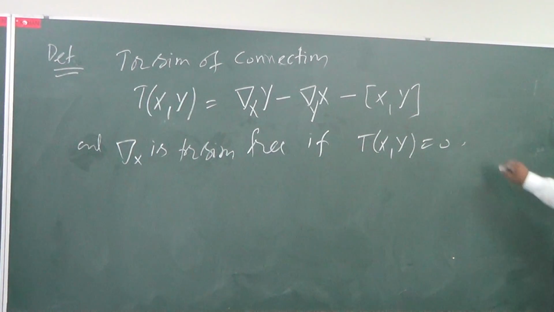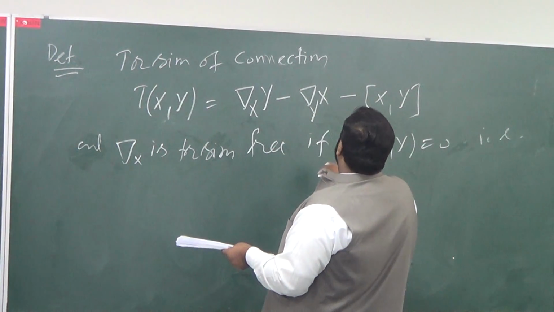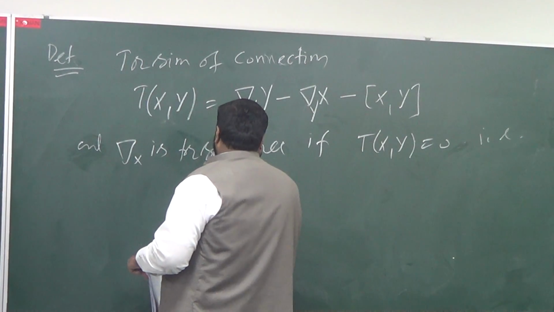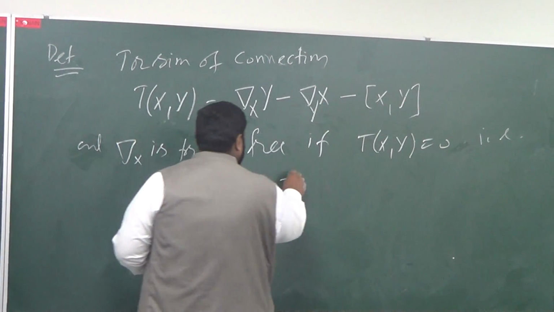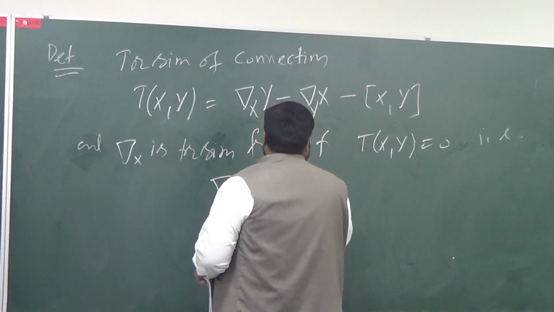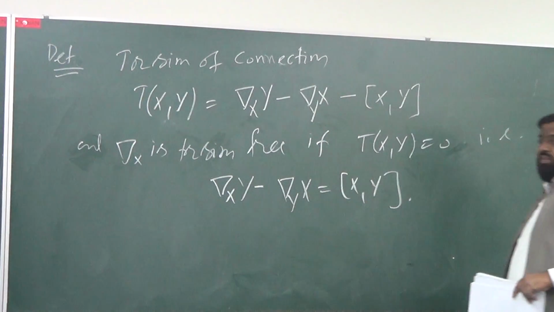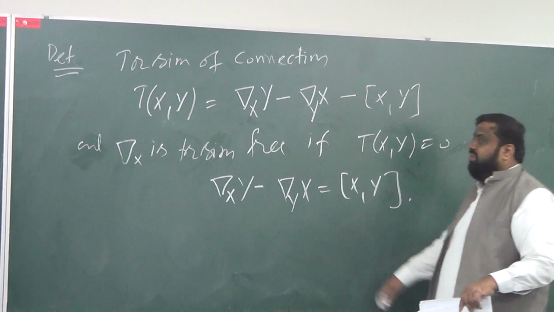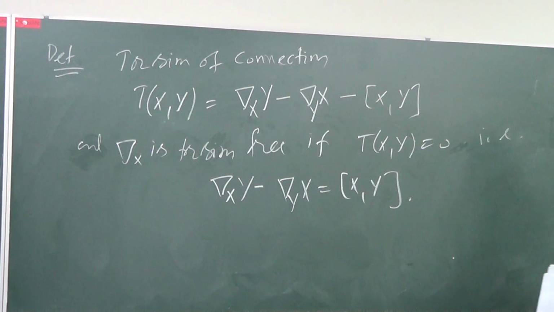That is, if you take this difference of the covariant derivative of x with y and y with x, this is equal to the commutator or the Lie bracket of x and y. You're going to call it a connection torsion free if this torsion of the connection is identically 0.